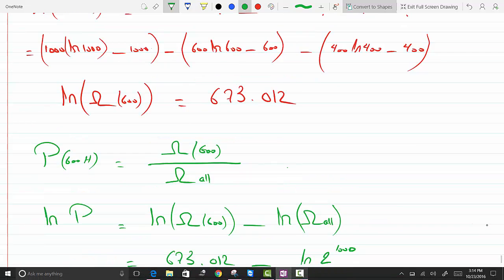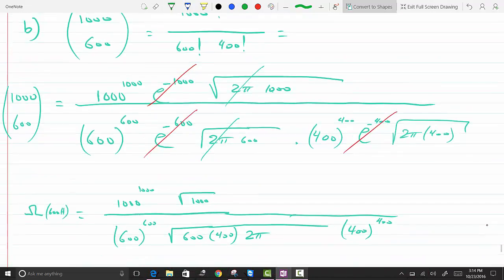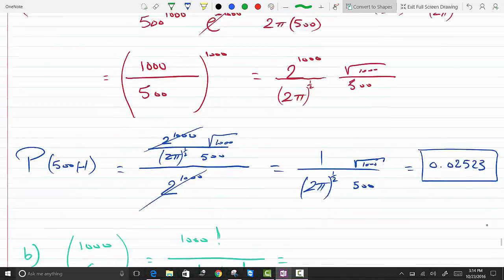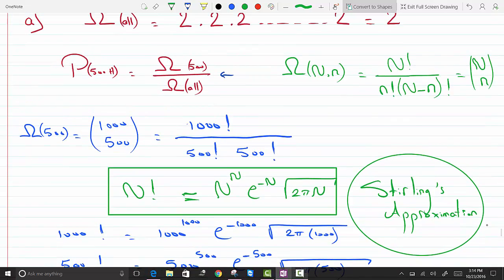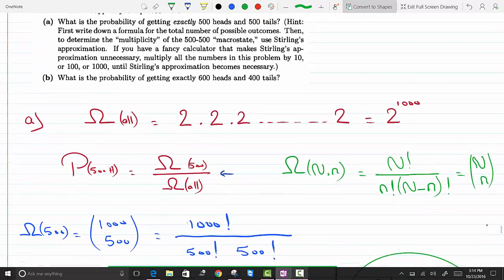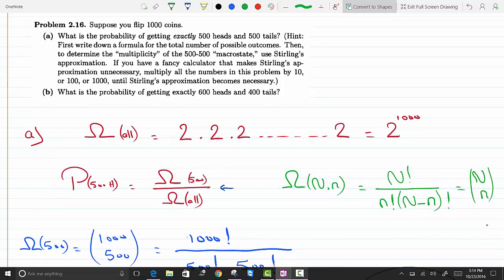Okay, I hope this helps give you a sense of how useful Stirling's approximation can be in dealing with these large numbers in mathematics, and how to utilize these tools to simplify them and come out with a useful result. This concludes the problem.